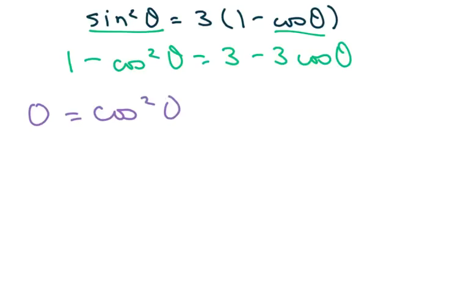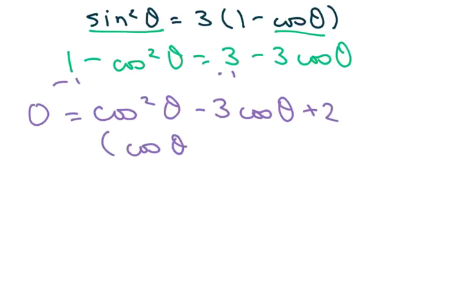Cosine squared of theta minus 3 cosine of theta. And we'll subtract the 1, and you get plus 2. Now, I'm going to factor this. And they're both going to be minus. And this equals 0, and you split it up.